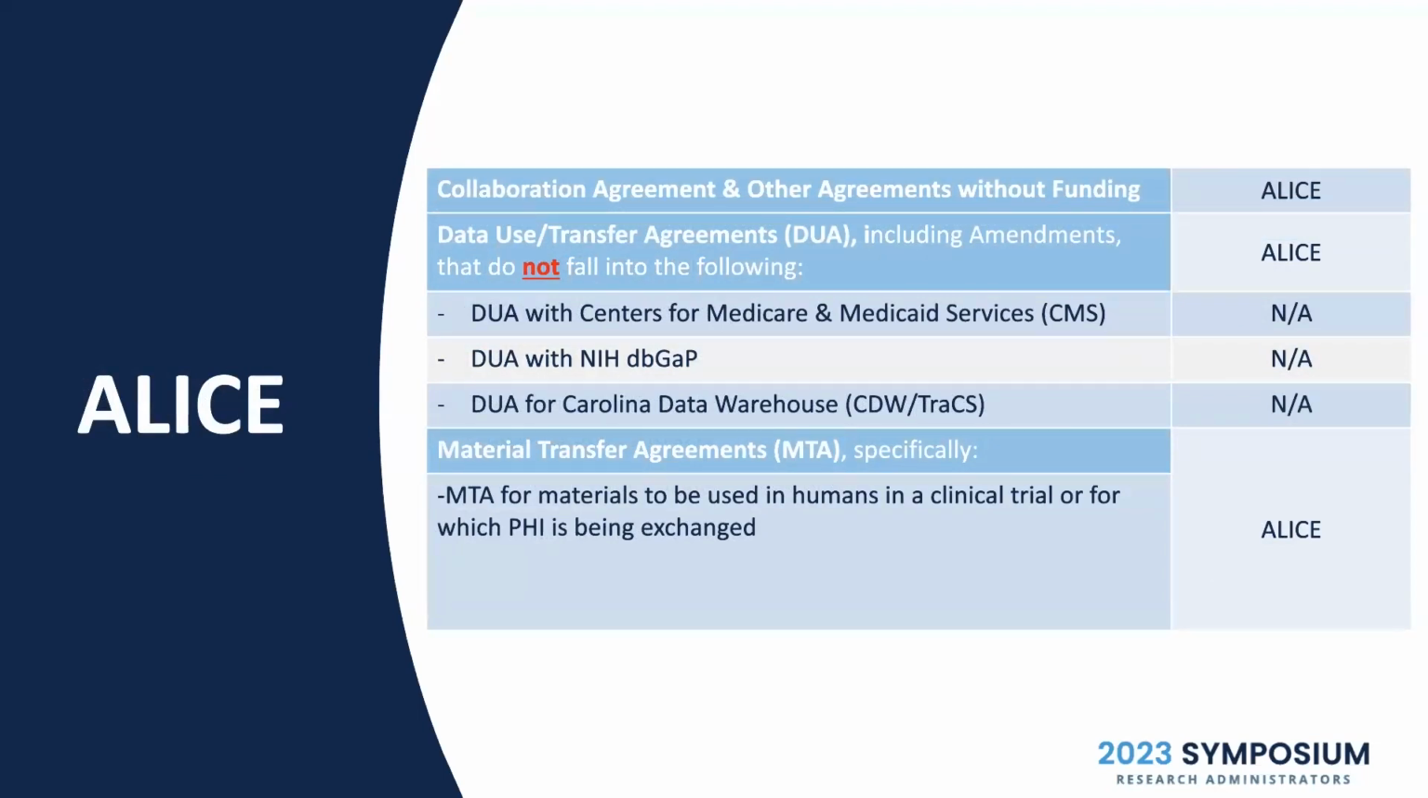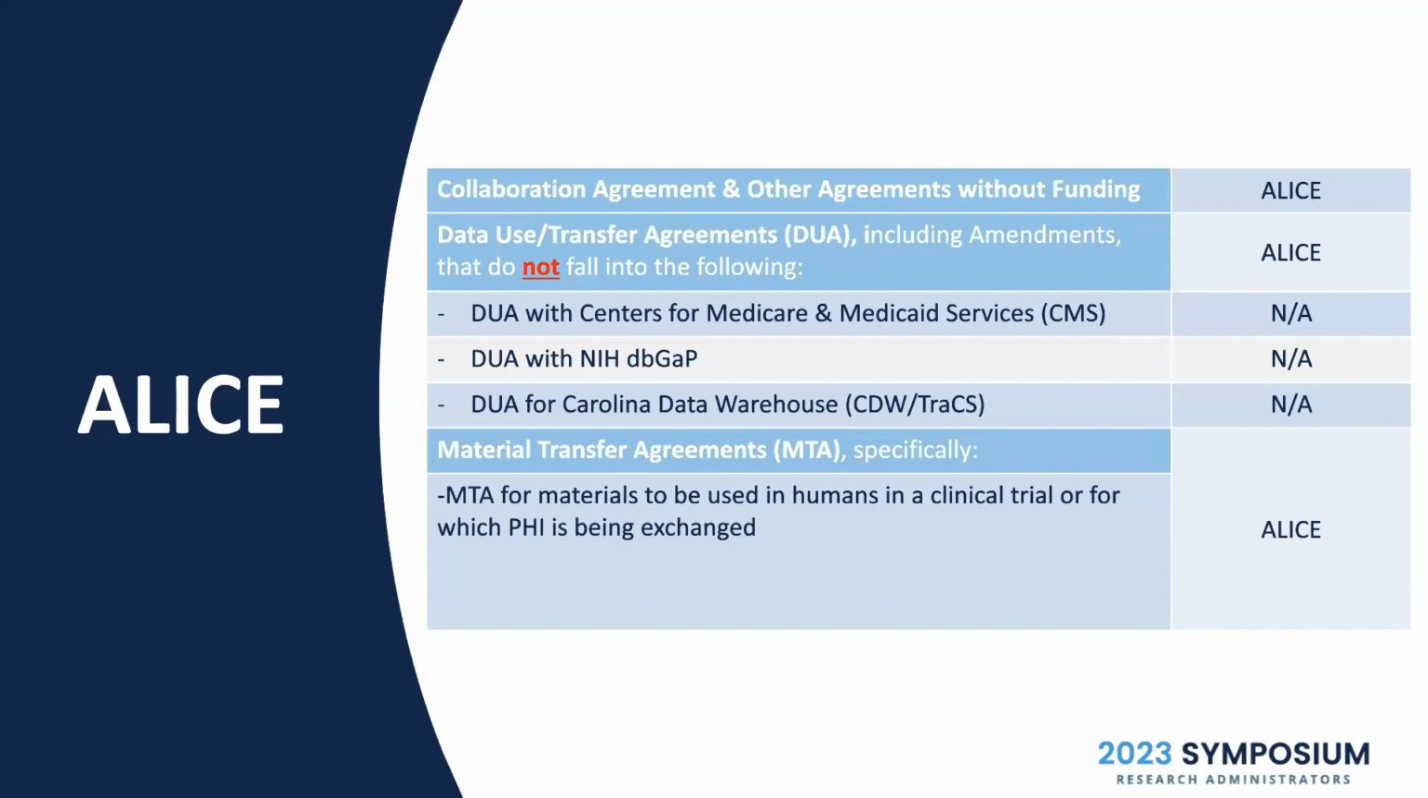So some other agreements, we have collaboration agreements and other agreements without funding. And then DUAs, the only DUAs that are moved over into our system through Alice are DUAs that do not fall in one of the categories below. So those, again, would go through different systems, and more details about that can be found on the large table that's on the industry contracting webpage.